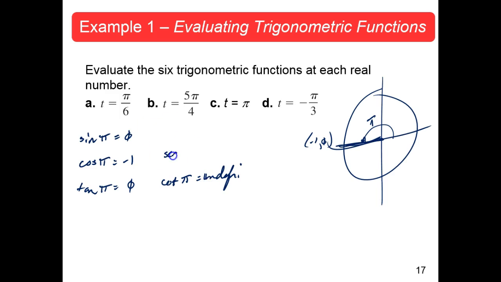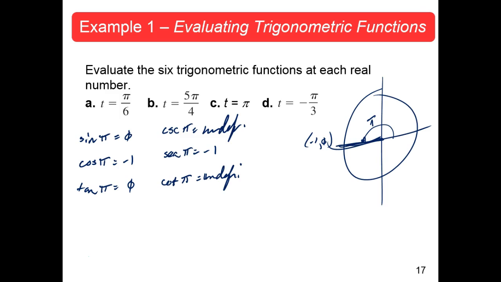Secant, 1 over x, of pi would be negative 1. And cosecant of pi, 1 over y, which is undefined again.